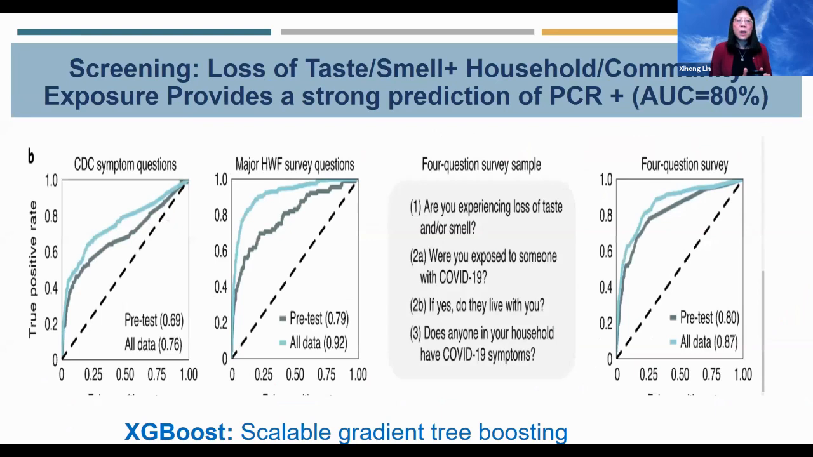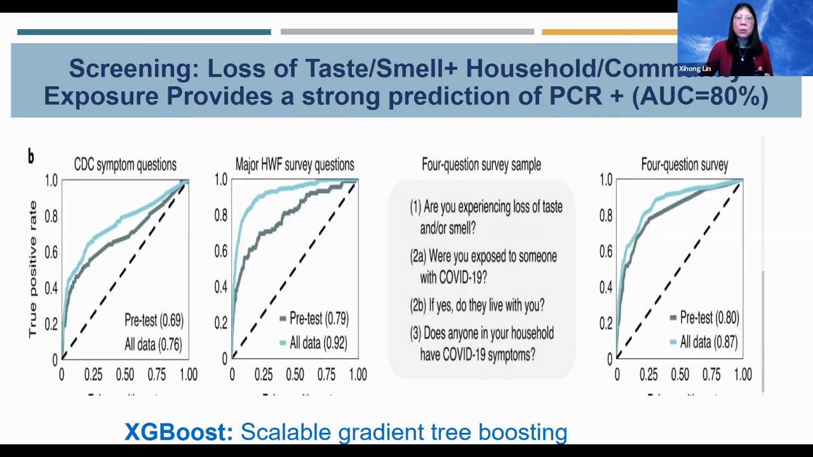And also we built a prediction model for the infection. And we found that if one only used the CDC symptoms for the prediction model, then the ROC curve was not that great, about 70%. If one uses all the data, all the symptom, demographic, and exposure information, then the ROC curve is about 80%.